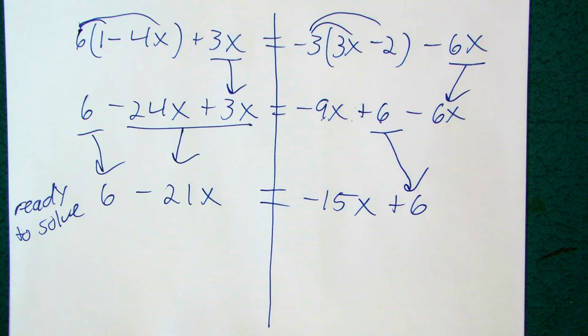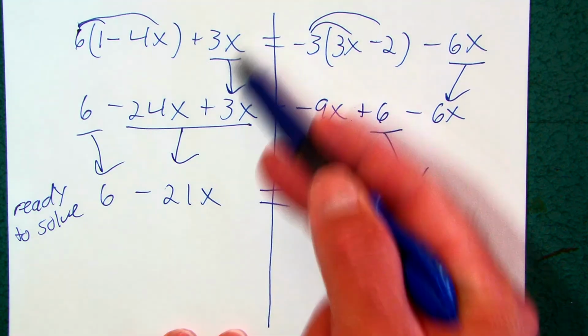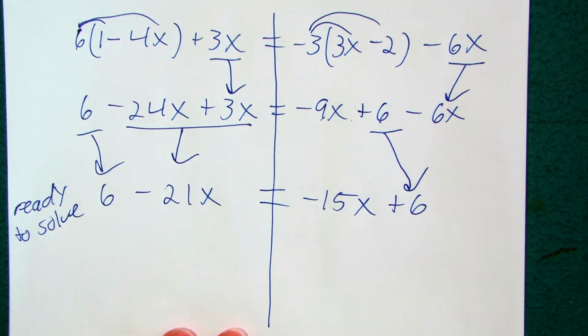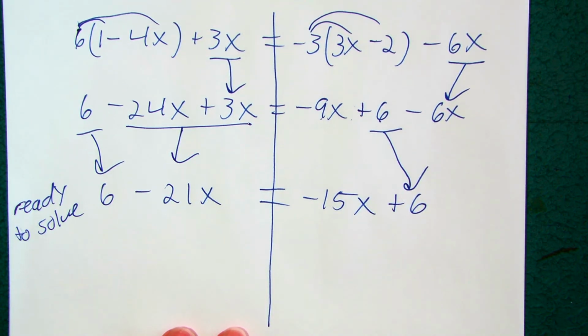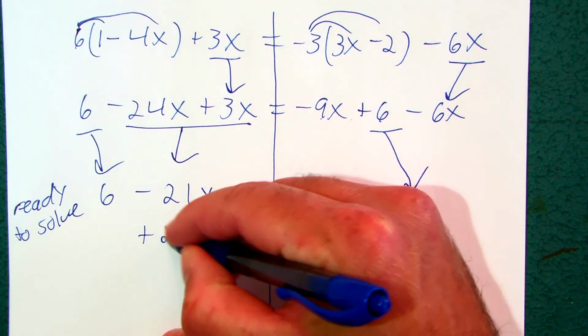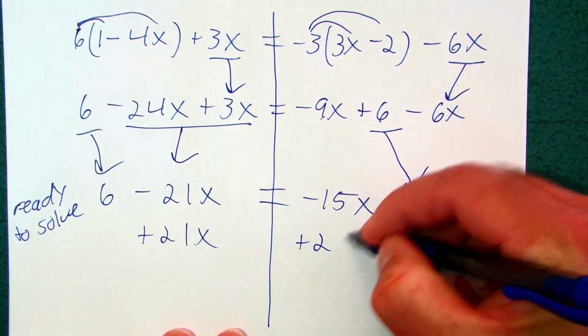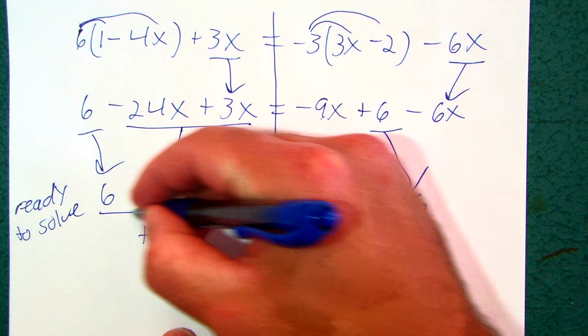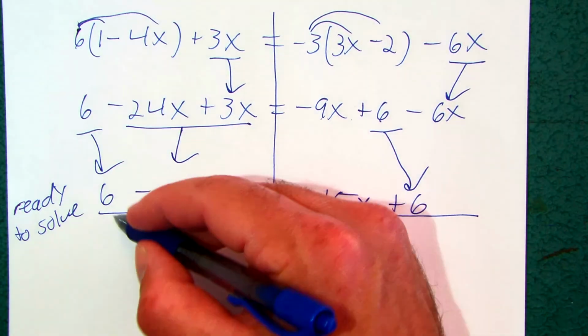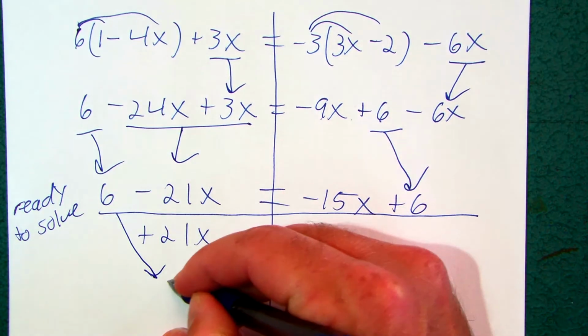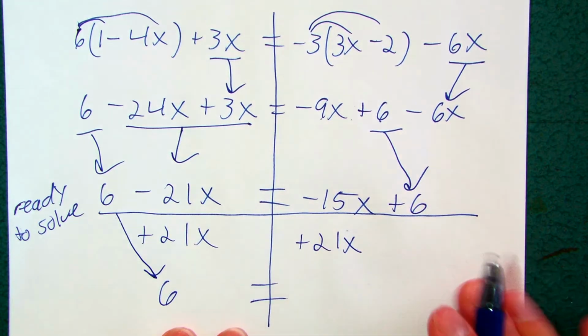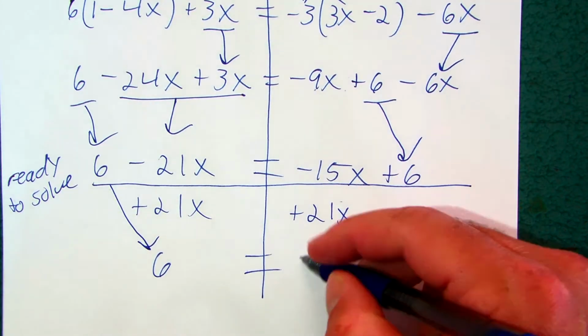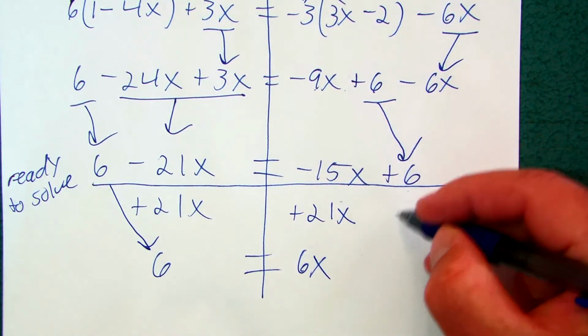But once I get it down to this, these first two steps are just cleanup steps. We're just trying to get the equation cleaned up, ready to solve, taking care of our distributive property, combining like terms, all that kind of good stuff. So 6, just dropping down here, equals negative 15 plus 21 is positive 6, and I got 6 coming down.